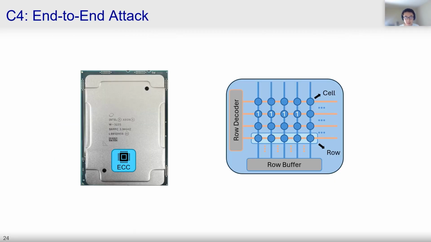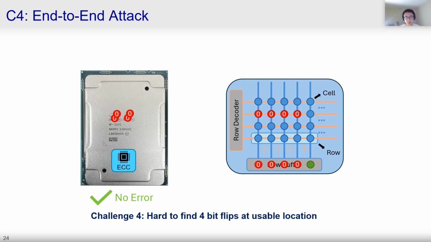Let's recall what we get from analyzing the ECC matrix. We know that if we have 4 flips at a certain location in the cache line, the ECC logic will simply think there's no error, and we get the ECC bypass. However, we find that it's very hard to find those 4 bit flips at useful locations. Therefore, we want to see whether we can lose the requirement for ECC bypass.